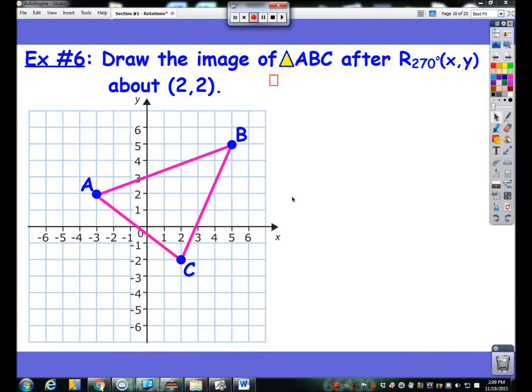Welcome to video 2, where we will continue our talk on rotations. In the first video, we discussed what the rules were for 90, 180, and 270 degree rotations, but only when they were rotated around the origin, 0, 0. This video will discuss what will happen if we need to rotate 90, 180, and 270, but not around the origin, not around 0, 0.